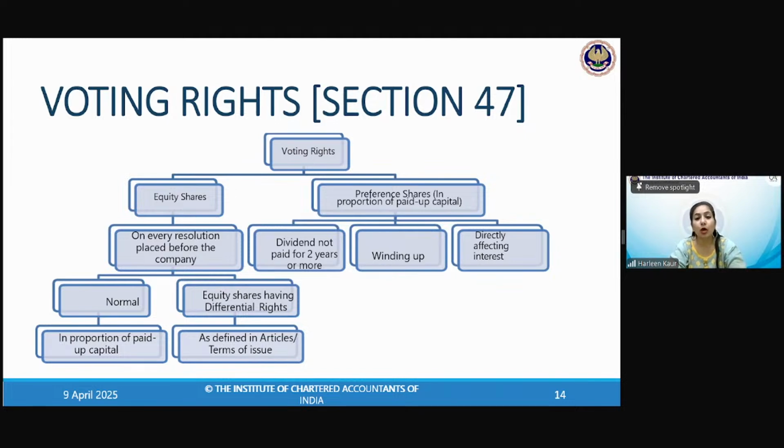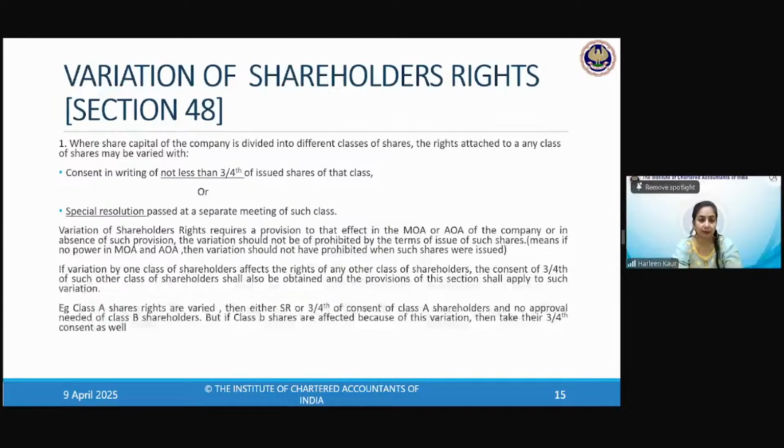Excellent. It should be 2 or more than 2 years, then only they will get the right. What are the 3 things on which the preference shareholders get the voting rights? Only for the decisions directly affecting their interest, at the time of winding up, and only with respect to the matters related to the repayment of share capital.